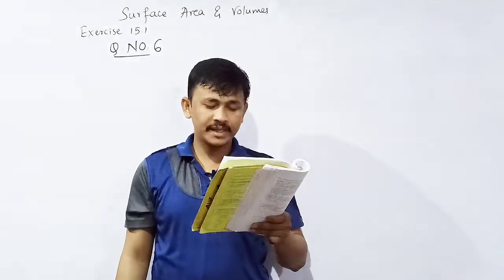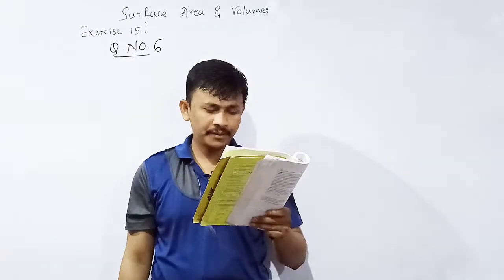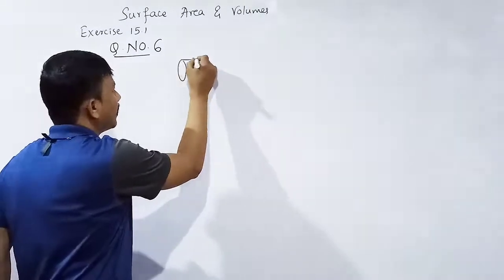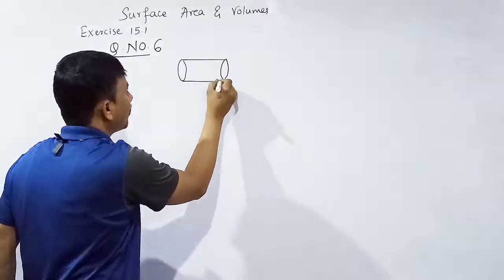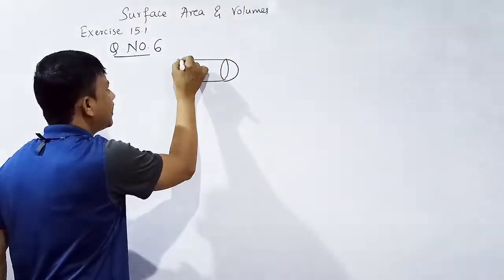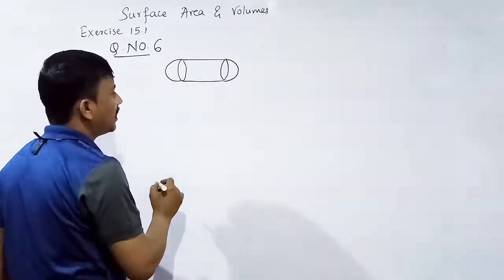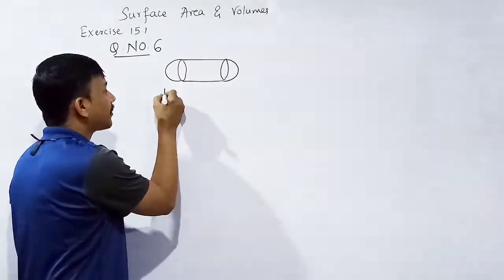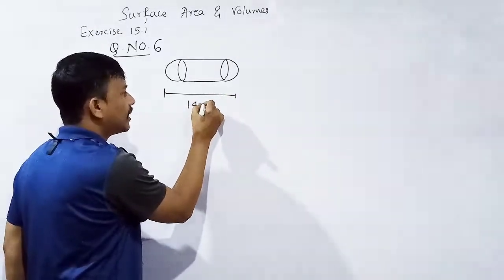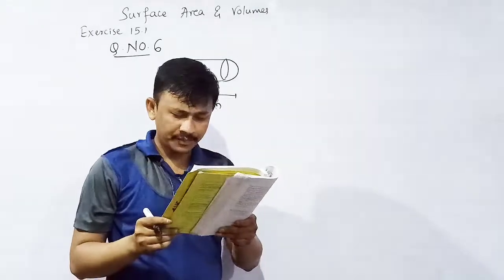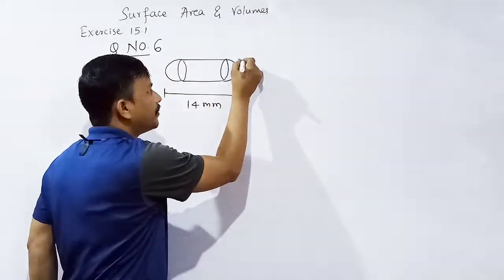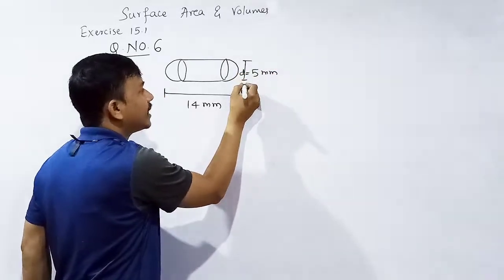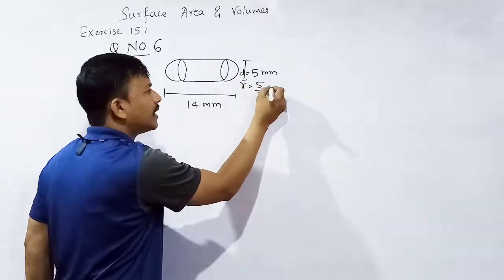Question number 6. A medicine capsule is in the shape of a cylinder with 2 hemispheres stuck to each of its ends. Look here, there is a cylinder, at both of its ends there are 2 hemispheres. The length of the entire capsule is 14 millimeter. Total length is 14 millimeter. Then the diameter of the capsule is 5 millimeter. This is the diameter. D is equal to 5, what is the radius? 5 divided by 2, that is 2.5 only.